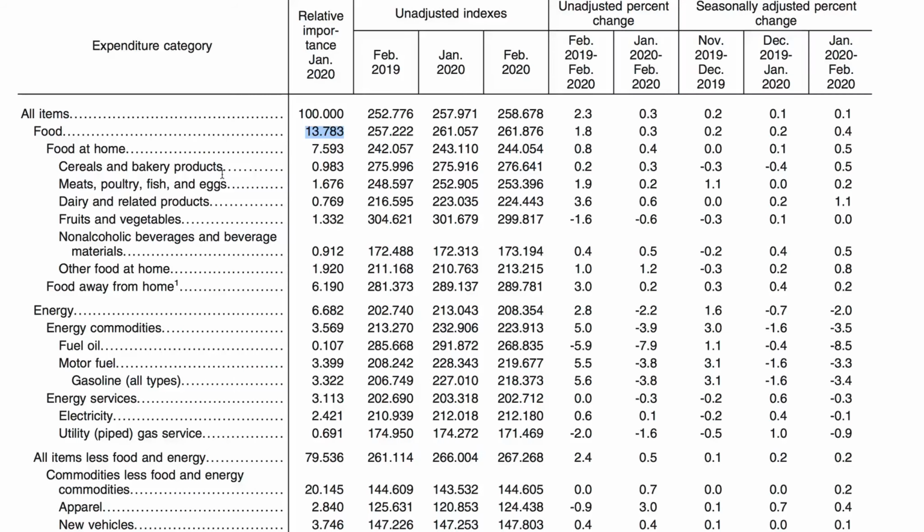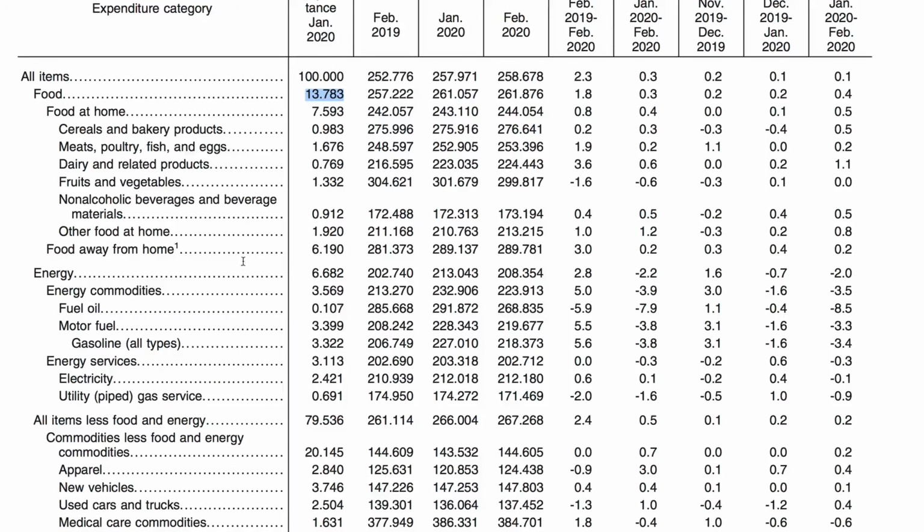Then we have the biggest single aspect of this, which is shelter. This refers to rent, and they have two ways of gauging this. One of them is they track information about rents, and the other thing they track is called the owner's equivalent rent of residences. What this refers to is people who own their own homes. Lots of Americans own their own homes.